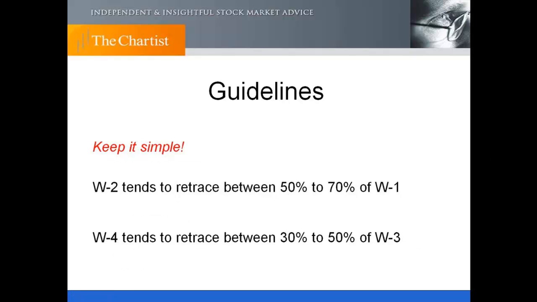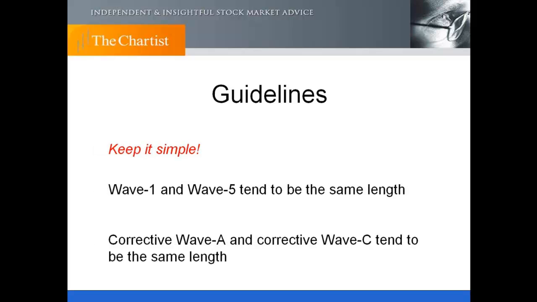Let's go to guidelines 2. First of all, keep it simple. Wave 2 tends to be a deeper retracement. It tends to retrace between 50% and 70% of wave 1. It can retrace any amount in theory, but typically, more often than not, 50% to 70%. Wave 4 is a lot shallower and tends to retrace between 30% and 50%. So the thing to remember here is that there can be idiosyncrasies, there can be changes, but typically wave 2 is deeper and wave 4 is shallower.